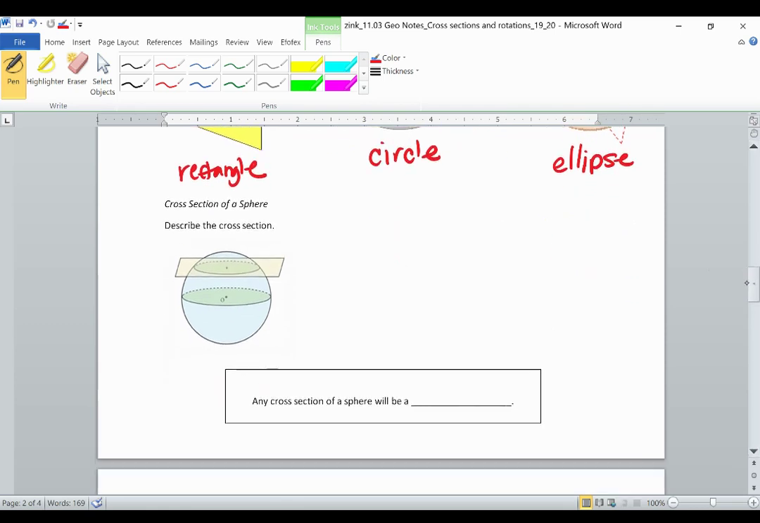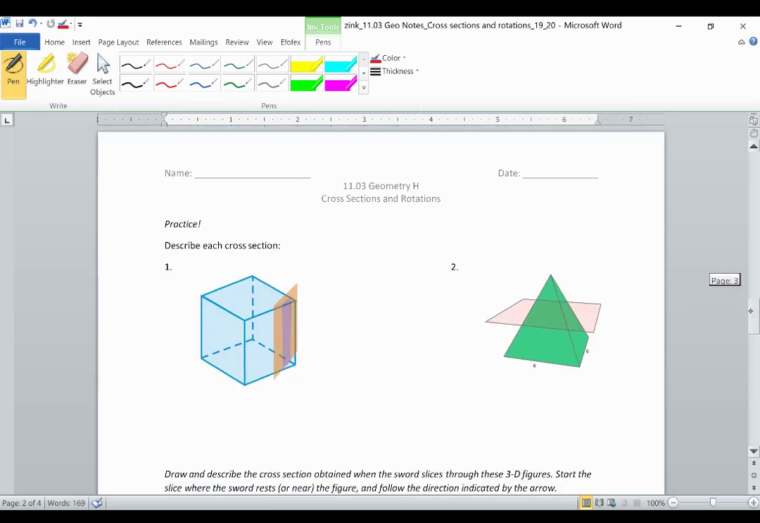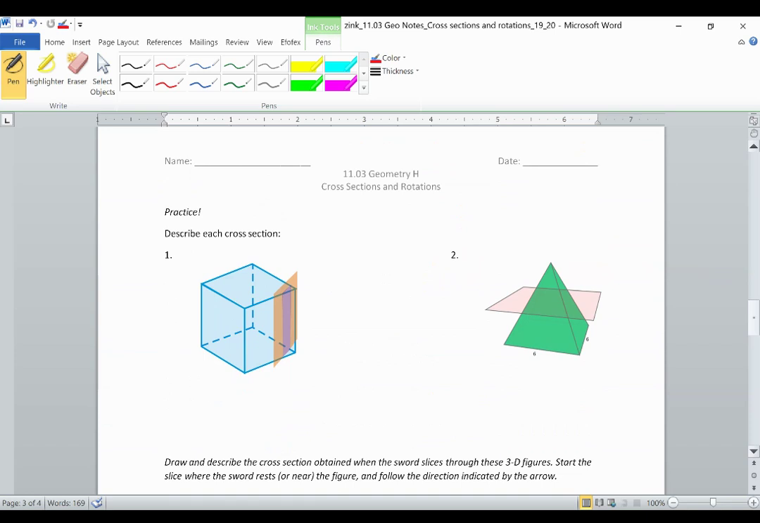And lastly is a sphere. So anywhere we cut on a sphere, which is kind of nice, it's always going to be a circle. So any cross section of a sphere will be a circle. So here, I just gave you a couple to practice. Hit pause, try and write out what the cross section will be for these two.